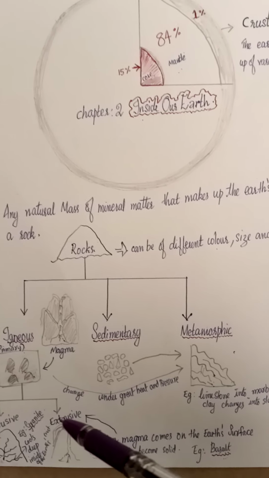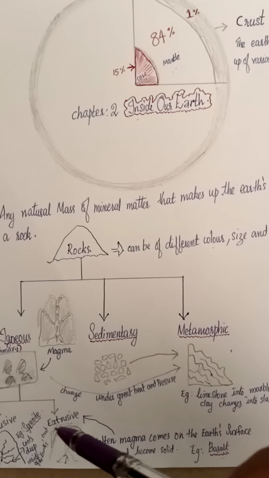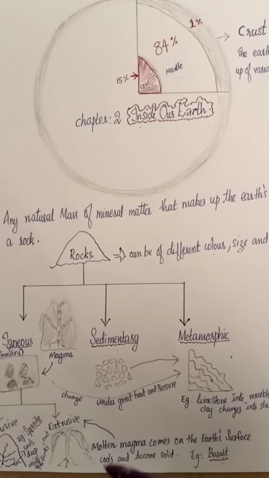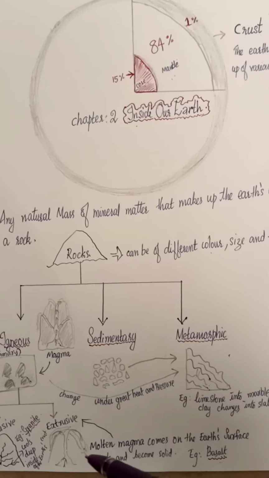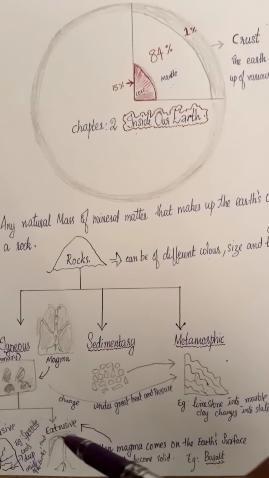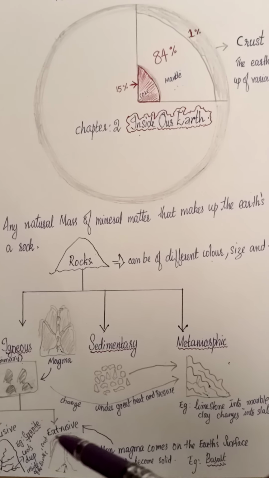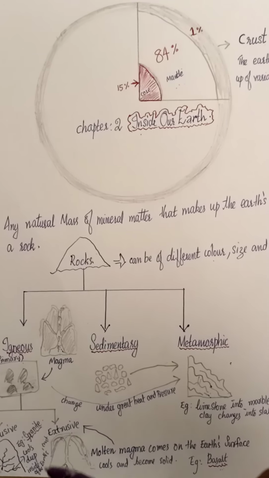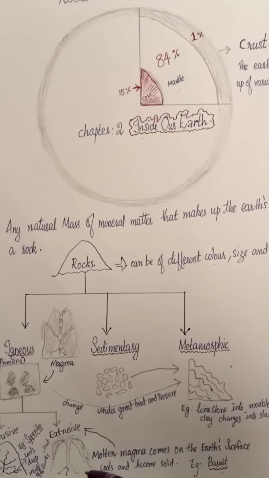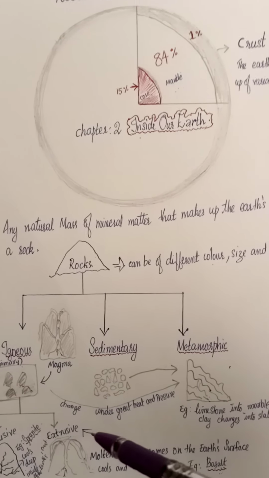Next are extrusive rocks. How are extrusive rocks formed? The molten magma comes out onto the surface of the earth. On the surface, it cools down, hardens and forms extrusive rocks. Intrusive means inside, extrusive means outside.